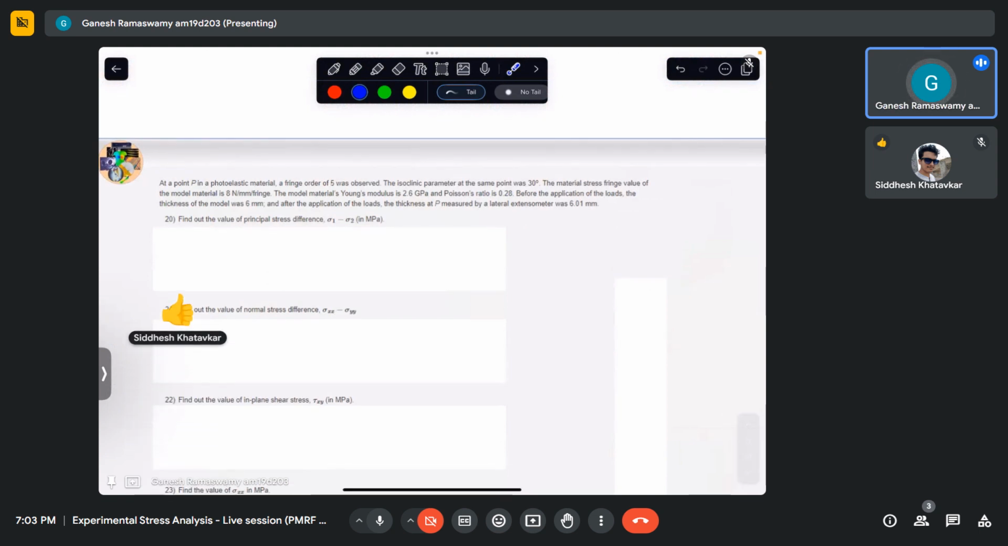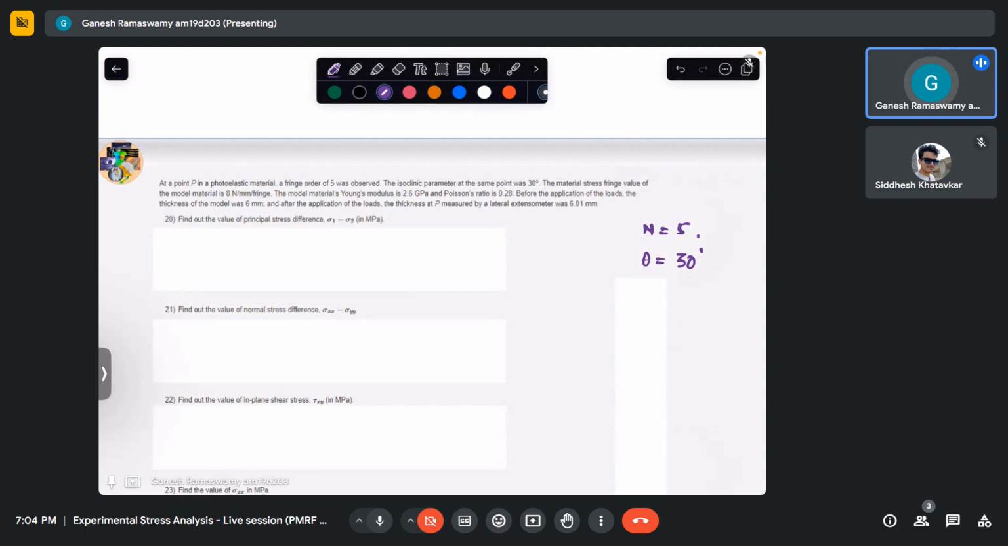Okay. So let us take a look at this question. It says, at a point P in a photoelastic material, the fringe order 5 was obtained. So there is some photoelastic material and it was subjected to some mechanical loading, and the fringe order was 5. N is equal to 5. The isoclinic parameter at this point was 30 degrees. So we know isoclinic represents the principal stress direction, I should say. So that comes out to be 30 degrees.